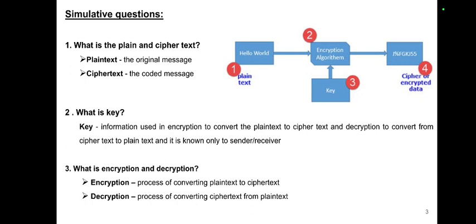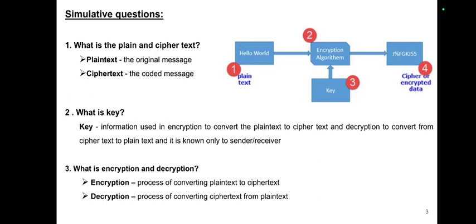To convert this, you need two things. One is the encryption algorithm and another one is the key. Key is nothing but the information which is used to convert plain text to ciphertext, and this key is used along with the encryption algorithm. And on the receiver side, it should be decrypted; I mean, the ciphertext has to be converted again into plain text. For that again you need the key and the decryption algorithm. In general, the key is the information used for doing encryption and decryption.